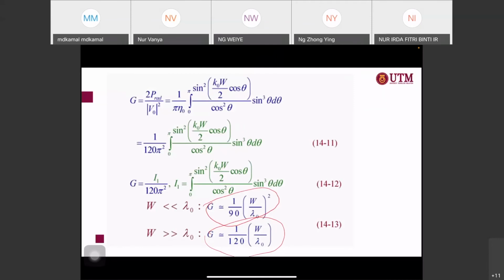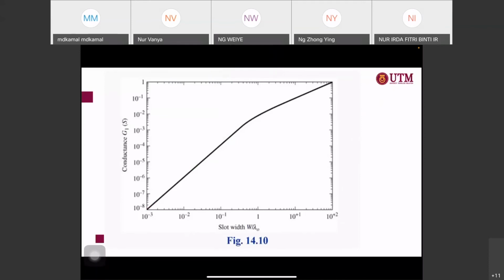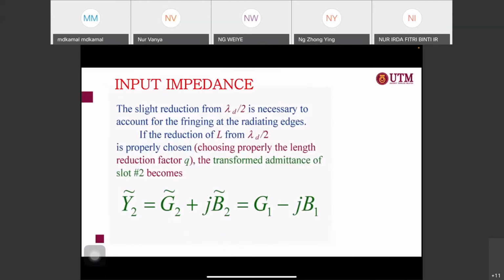If you don't know what lambda naught is, it comes from VC equal to F lambda. Usually you know the operating frequency, so you can find the lambda naught. Okay, so this is the conductance value when you talk about slot width, W. They give it to you in terms of a graph that you can get it from here. The most important thing here is we want to find the input impedance of this particular patch antenna.